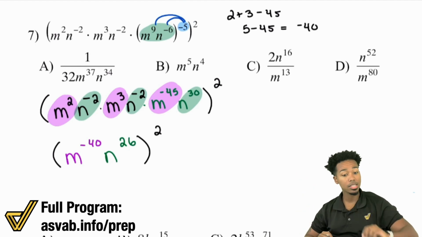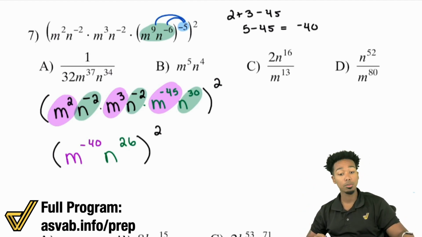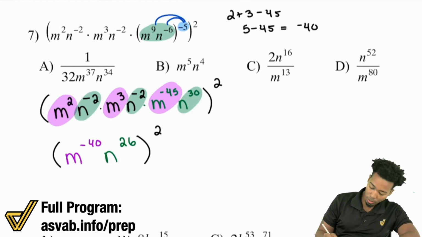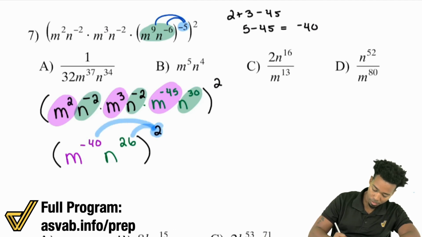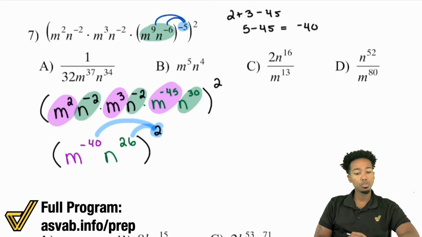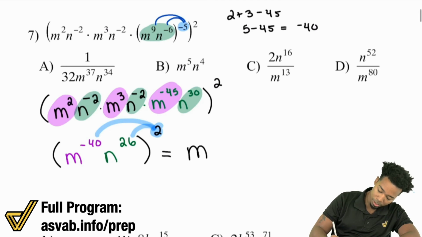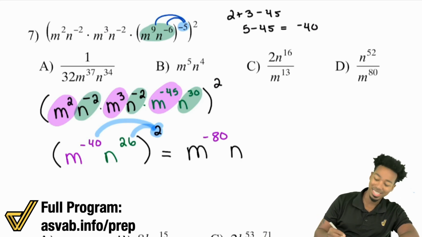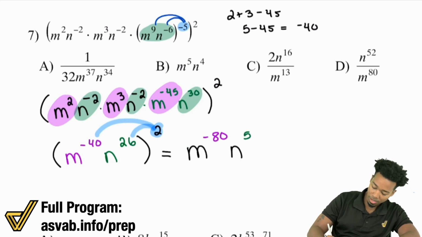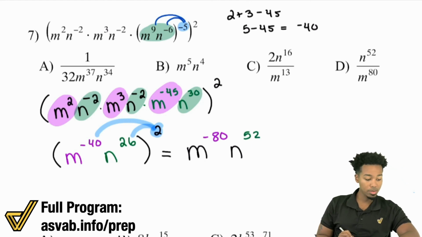Now, the last thing we'll take care of here, my math party people, is going to be this right here. We will now apply that rule here of the power to a power. We'll apply that one again now. So notice what we're doing is we're going to be multiplying those exponents by 2 each. So with that, we're going to have m to the power of negative 40 times 2, which is negative 80, multiplied by n to the power of 26 times 2, and that's 52. And sweet, there it is.